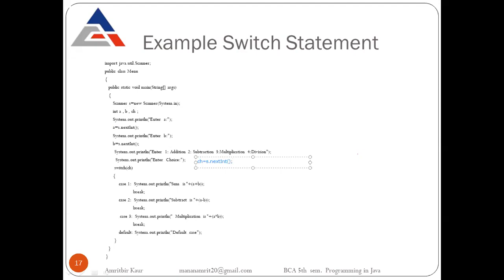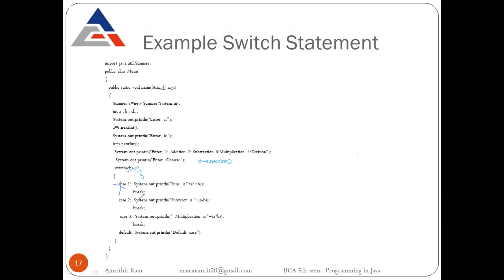So the choice of the user will be stored in ch, and we pass this variable to switch. For example, we enter 3, so 3 will be passed here. First case 1: if the value entered by the user is 1, then this will be executed. But our value is 3, so this case will not be executed.